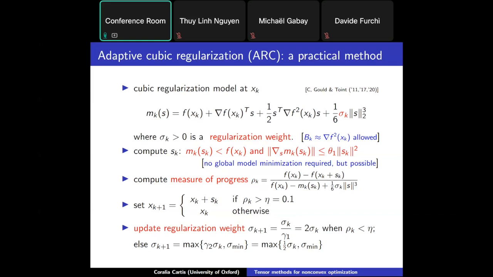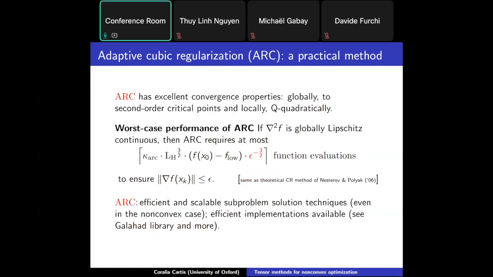The good thing is that this very practical framework that's now in a lot of software actually has the same provable global rate as Nesterov and Polyak's more theoretical framework. So indeed we can recover this epsilon to the -3/2 for this practical method. We can make it scalable. We now only need these local subproblem solutions.